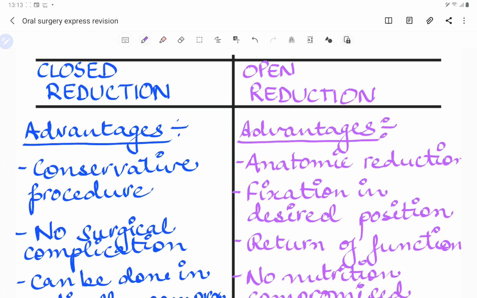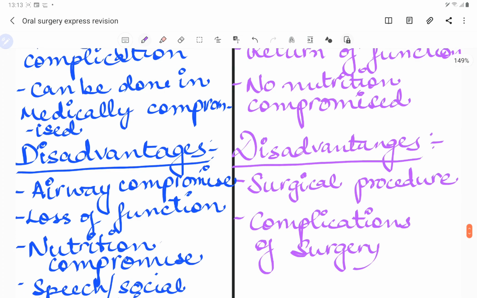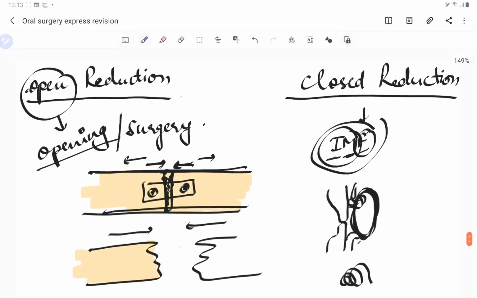But the problem is that there is a surgery involved. So there is anatomic reduction because we are looking at the site and we are reducing it, and we get the fixation in the desired position, and also there is no functional compromise, no nutritional compromise. But the disadvantage is that it involves a surgical procedure, so there is every complication of surgery. And if the person is medically compromised, then we get in big trouble. So these are the differences between the open reduction and the closed reduction.